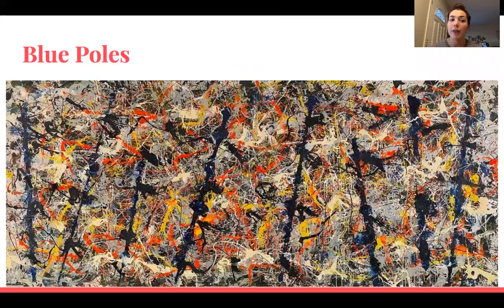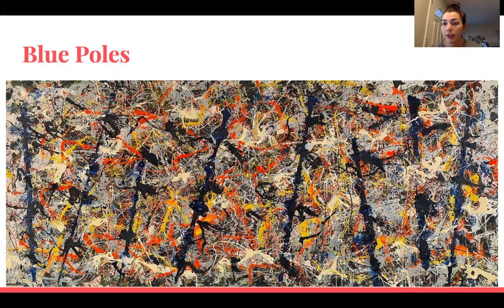And then next we have Blue Poles. You can see we have some blue lines that maybe look like poles. And again, we have these bright colors and these splattery shapes. And it just looks very exciting and busy and whoa, very crazy.